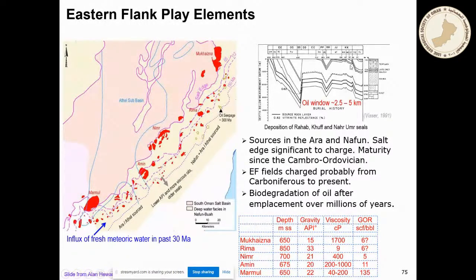Most of the oil has been generated, as per this diagram. It has been reached through various times. I can see here the oil window covers from 2.5 to 5 kilometers, which is quite deep. Why? Because the geothermal gradient in South Oman is quite low, so it requires more burial for the oil to be matured or to expel, what do you call it, oil.